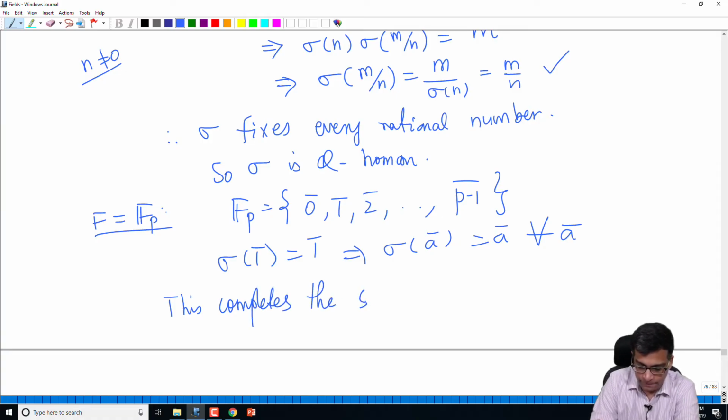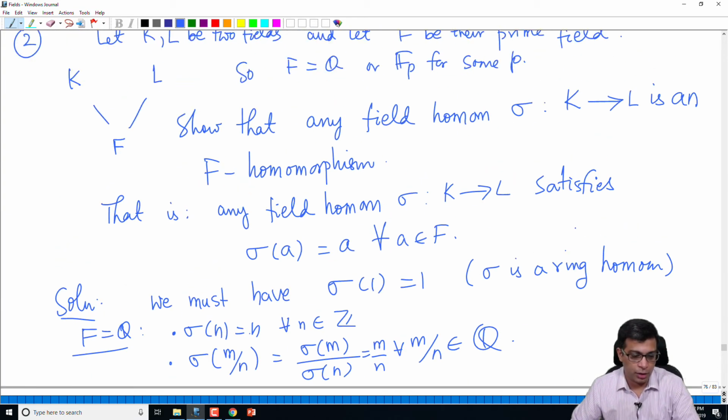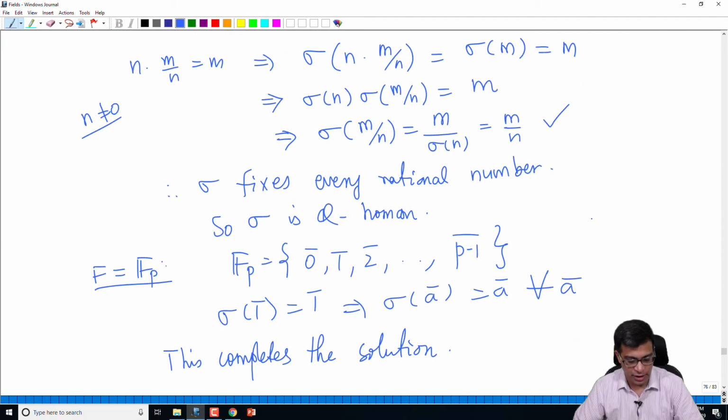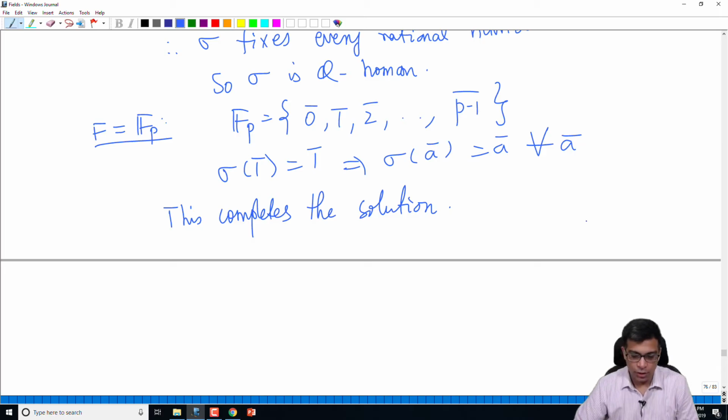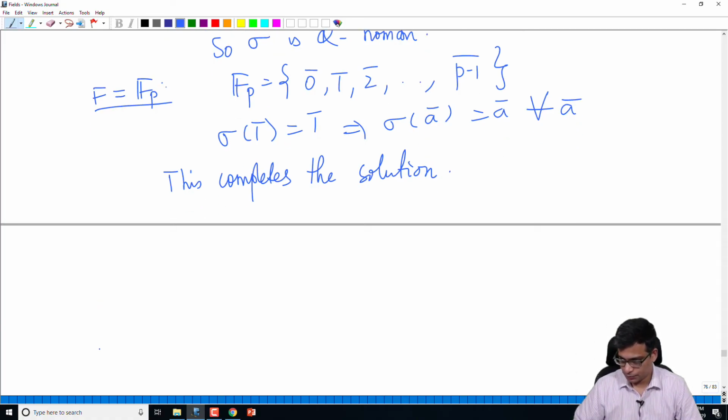So any homomorphism of field extensions is in fact a homomorphism over the prime field. Here the very important point is that F has to be Q or Z mod pZ, otherwise it's not true. Okay, so that's a nice thing to know. You don't need to separately check that it fixes Q or it fixes Fp pointwise.